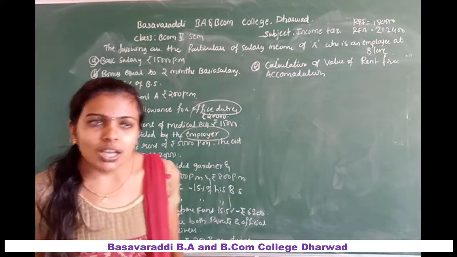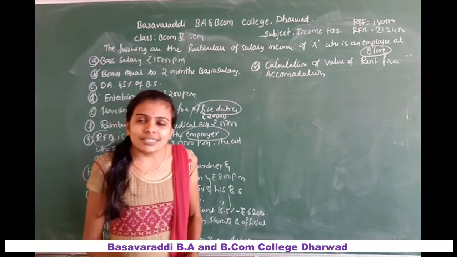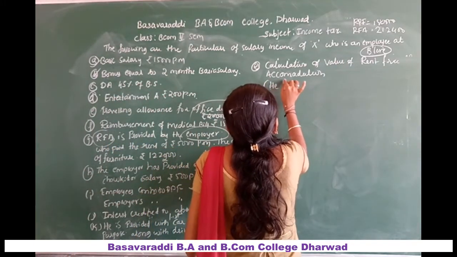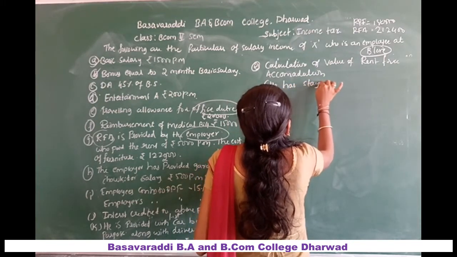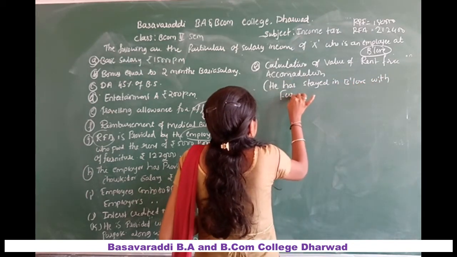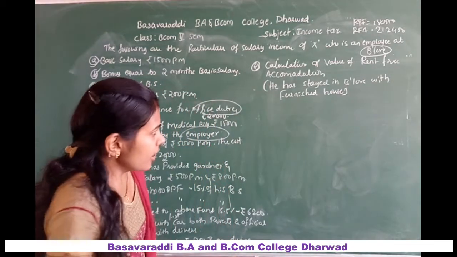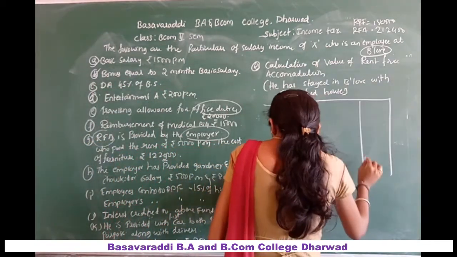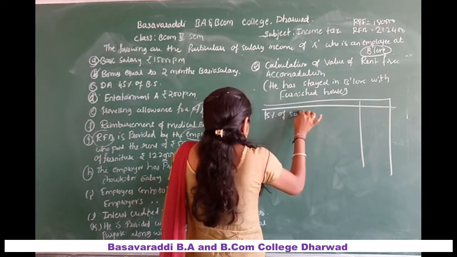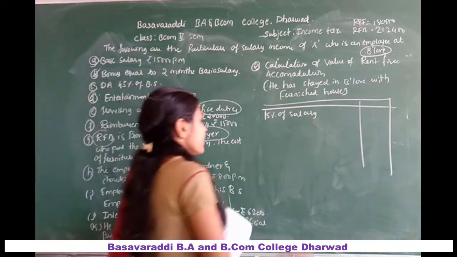With the furnished house, that is Bangalore, which has more than 25 lakh population, we have to consider 15% of the salary. Now he has stayed in Bangalore with the furnished house. Now 15% of the salary, that is 2,12,400 into 15%.